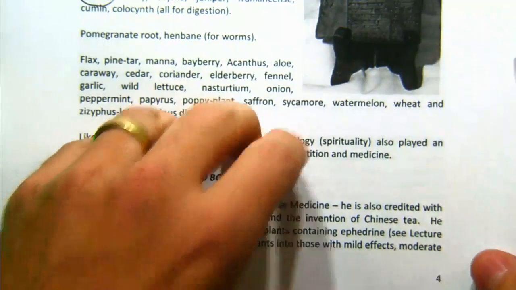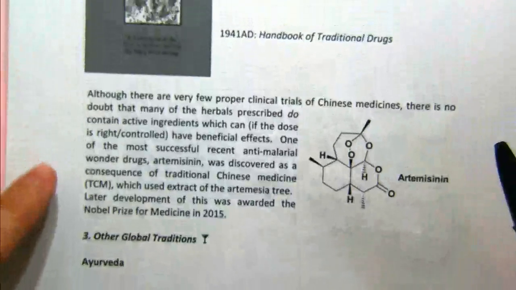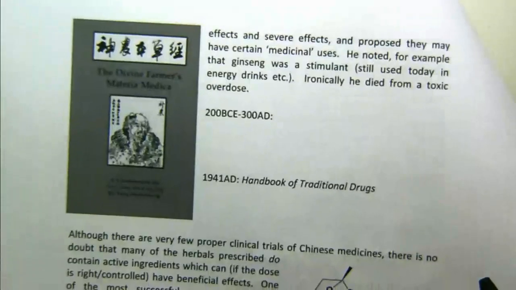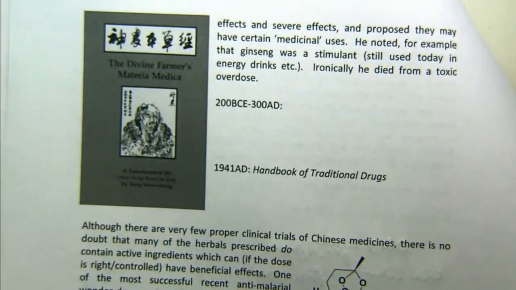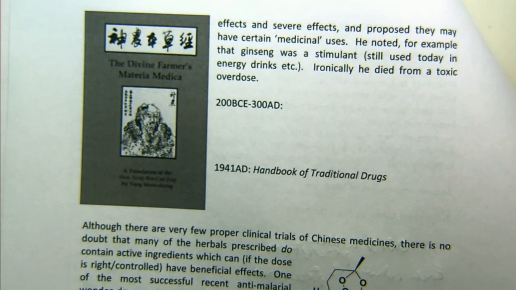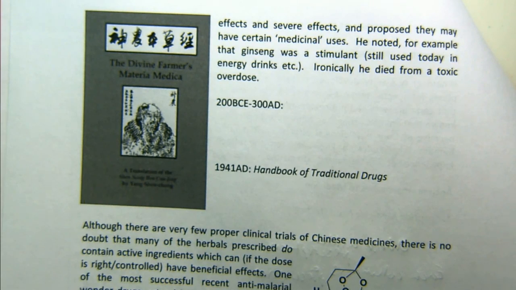He divided plants into those with mild effects, moderate effects, and severe effects, and proposed that they might have medicinal uses. So he noted that ginseng was a stimulant, that's still used today in energy drinks. It is worth pointing out Emperor Shen Nung died from a toxic overdose. Working in medicine always has a few dangers and risks.